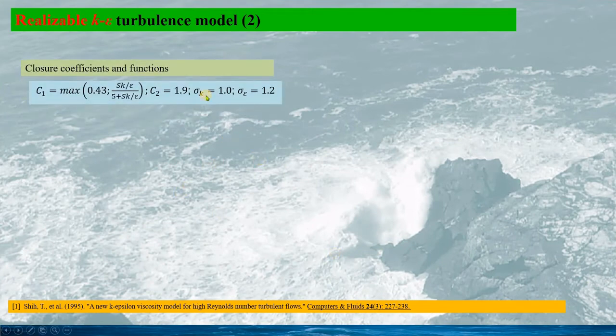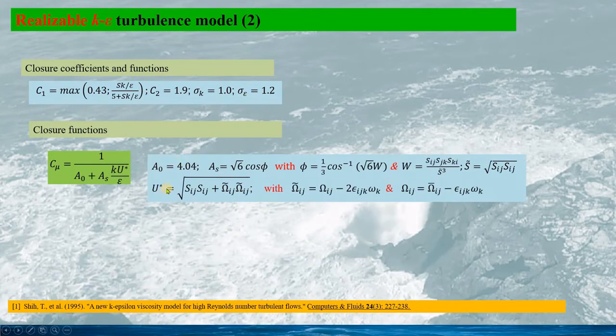The closure coefficients and the functions are given here: C1, C2, sigma k, and sigma epsilon. The closure function for the coefficient C mu is given in this formula. Here, A0 is 4.04, and A s is given by this function, with phi given by this, and W tilde is calculated as this. And U star is given by this. Here, omega tilde ij is calculated in this formula.